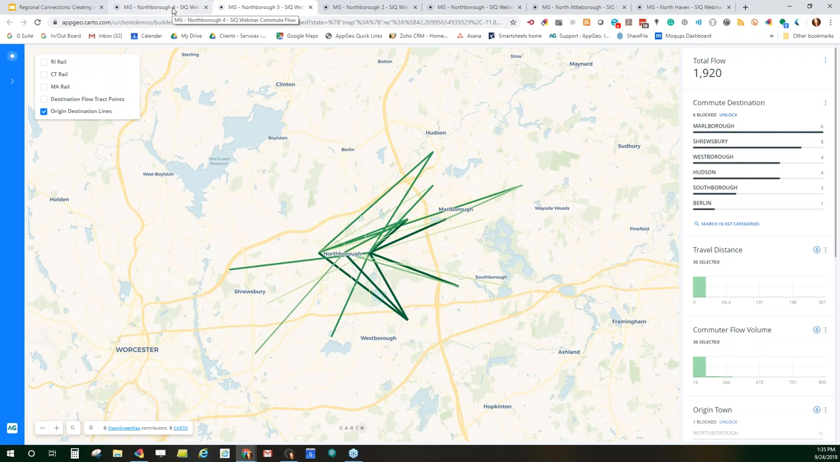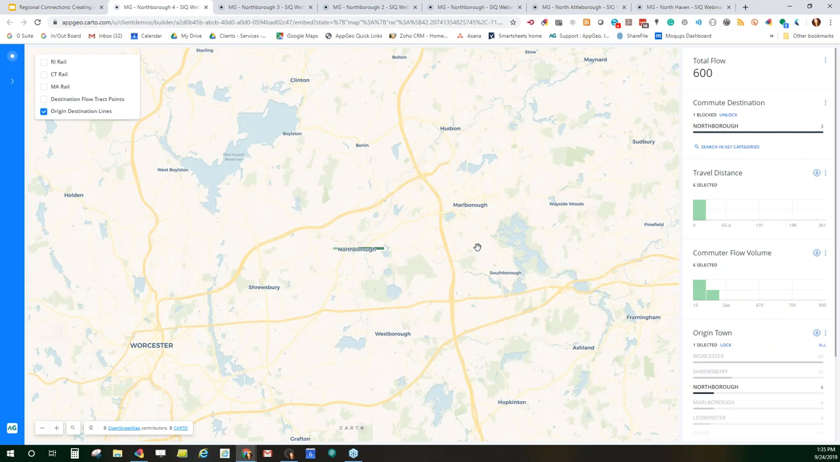Finally, we could ask, how many people are actually staying in Northborough? So this view here is filtered to show just the flow of commuters that are not leaving Northborough. There's only 600. That's a lot less than those that are going to another town and making those regional connections.